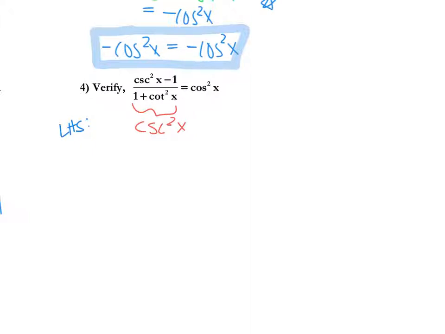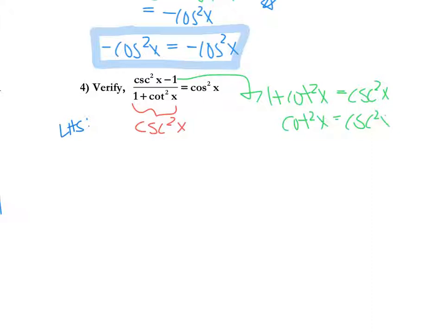We do have a manipulation of 1. So 1 plus cotangent squared equals cosecant squared. But I need cosecant squared minus 1. So I'm going to go ahead and manipulate it. And now I can continue on with my verification.